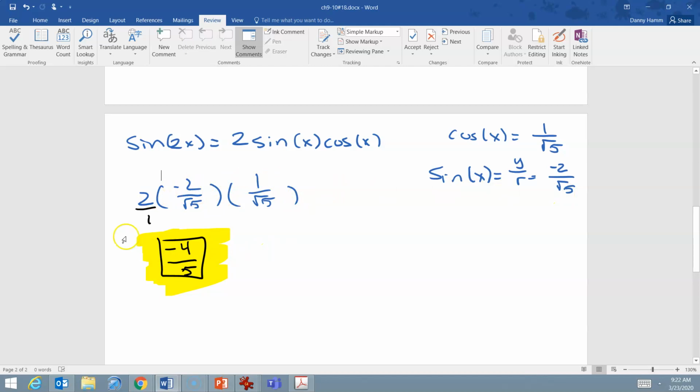We multiply across. I did put the outside 2 over 1 because sometimes you guys forget that we have a numerator and denominator with whole numbers. So the 2 we are multiplying times negative 2 and times 1 to give us negative 4. And the 1 we are multiplying times root 5 and root 5 to give us 5. And our final answer.